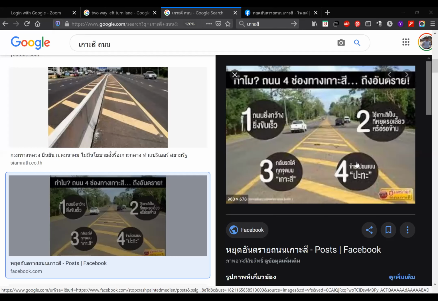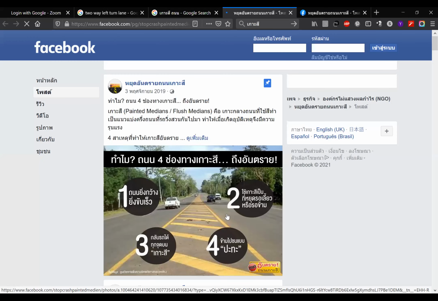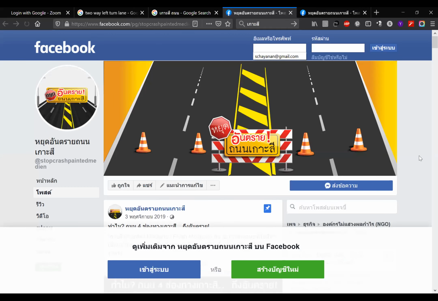So on this right photo, this is the pavement marking that I talked about. This is what you see in our country. What we call this is เกาะสี.